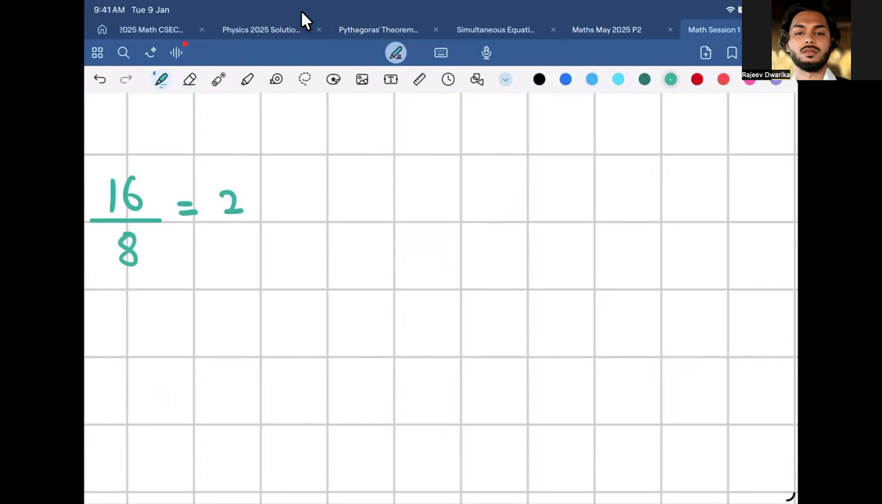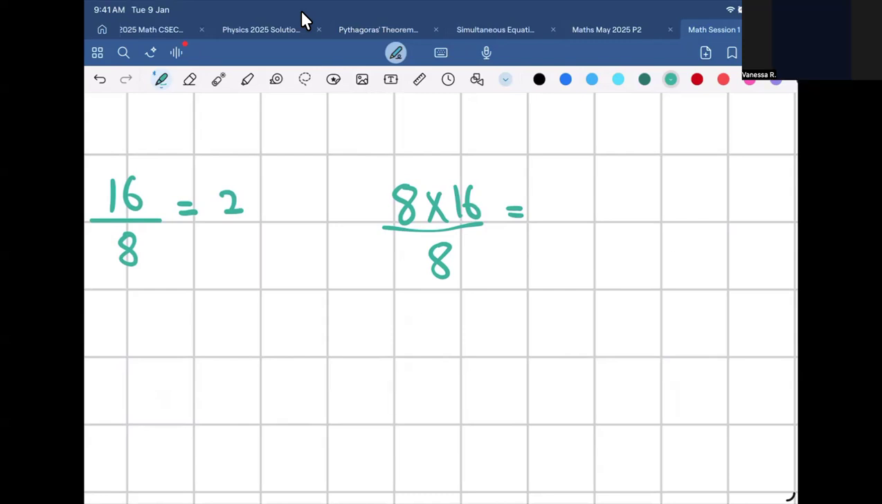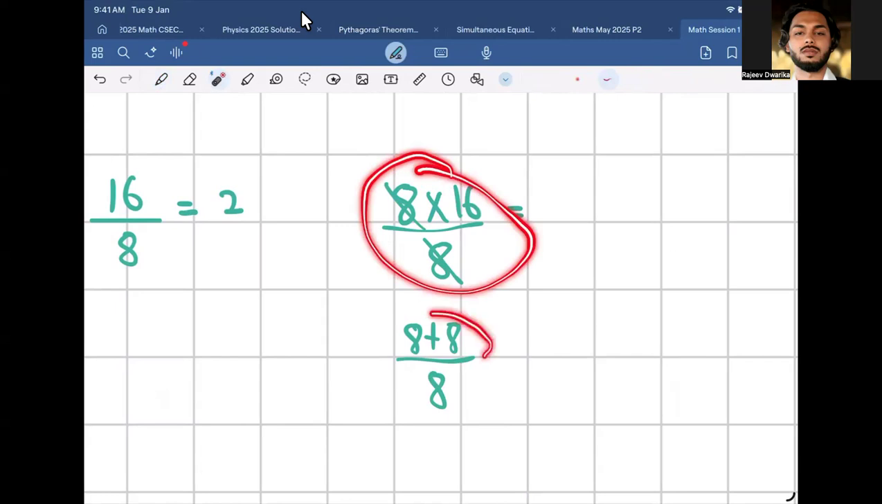Okay, let me show you a different scenario. If we had 8 times 16 over 8, do you think this is a situation where we could actually divide? Yes, because we have 8 multiplied by 16 divided by 8. So it's only in a situation like this you could cancel off, because we have 8 being multiplied by 16 on top, and we have an 8 in the bottom, which means divided by 8. So you understand the difference? So make a way to be able to distinguish the difference. This is fine, but this is not fine.